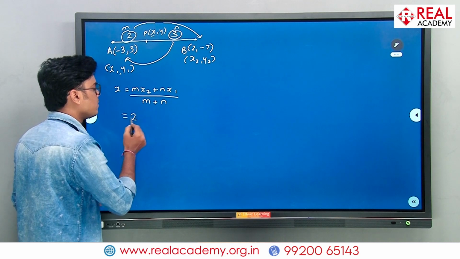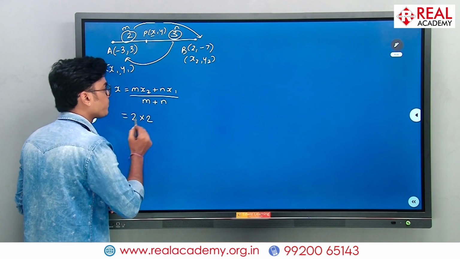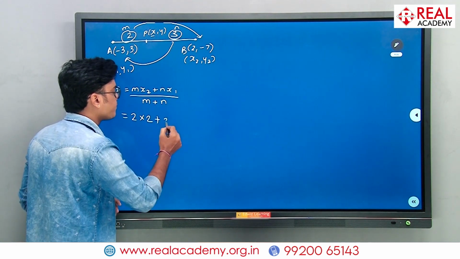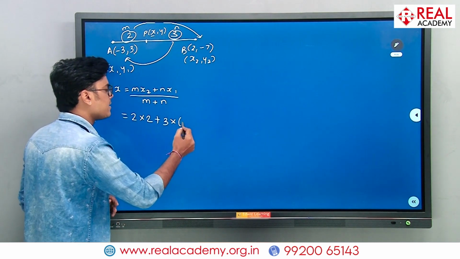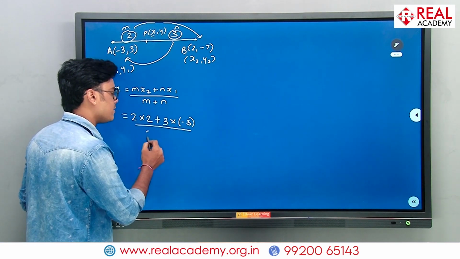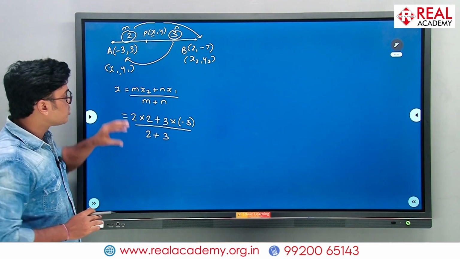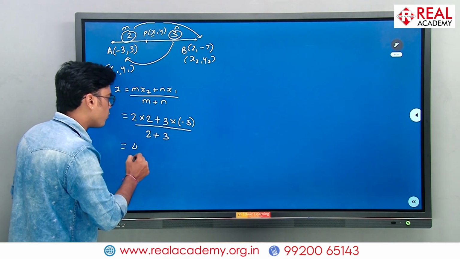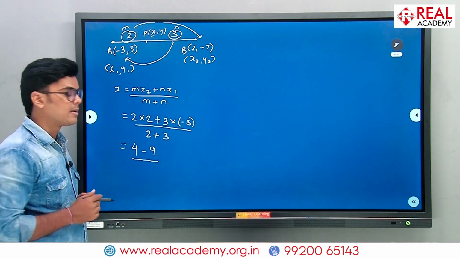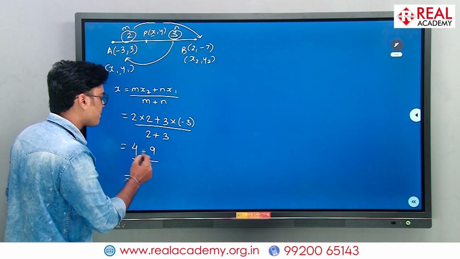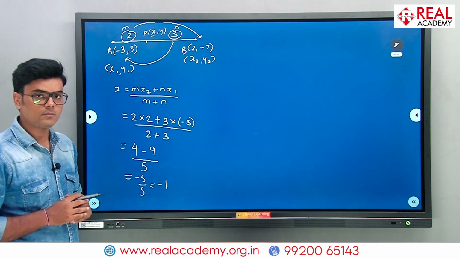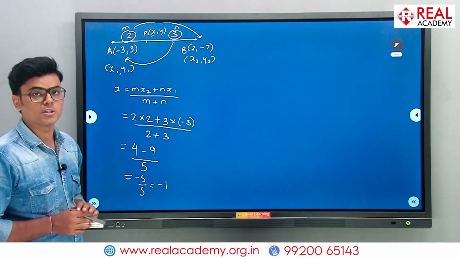m is 2, x2 is 2, the x coordinate of point B, plus n is 3 and x1 is minus 3, the x coordinate of A, divided by m plus n, 2 plus 3. So the x coordinate will be 4 minus 9, because it is negative 3, divided by 5. You will get minus 5 upon 5, which is minus 1. This is the x coordinate of this point.